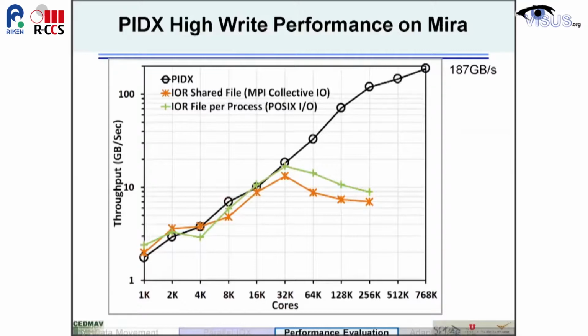In particular, we don't have the problem of being stuck at 32,000 cores. Because of the way we structure the data, we can basically pick the sweet spot and scale. In this case, it was on the Mira supercomputer at Argonne National Lab, and we scale about over 80% of the nominal IO speed, all the way up to 750,000 cores.